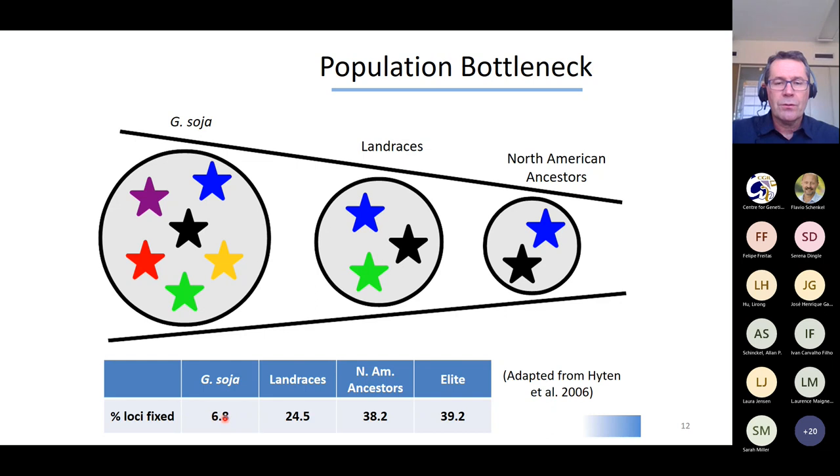So the good news, though, is that there was a significant increase in loci that were fixed from the wild progenitor to land races, but then furthermore, from land races to North American ancestors, there was an additional increase in the fixation of alleles, but there hasn't been too much further increase of fixation from North American ancestors to elite cultivars that are grown today. So we haven't been losing as much variation as had been hypothesized would be the case.